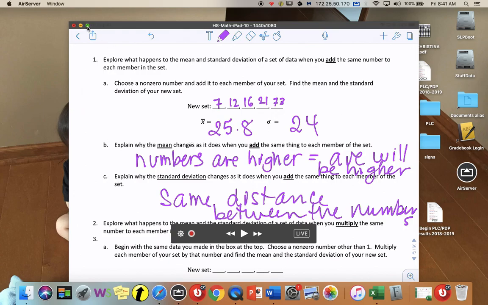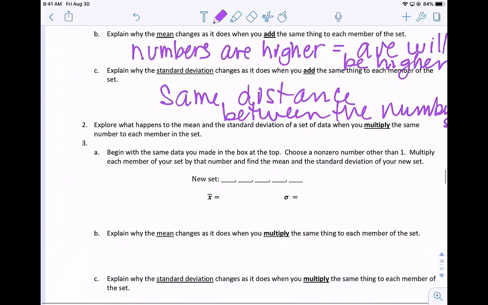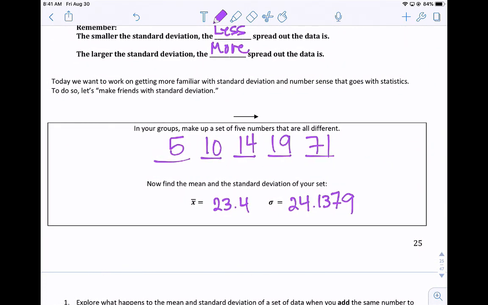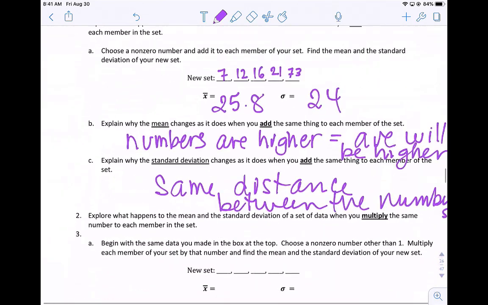If there's that same distance there, the average distance from the average will not change. Okay, well, what about if we multiply the same number to each set? So again, we're going to go back to our original set, and I'm just going to multiply each of those numbers by 2. Okay, and write those down.